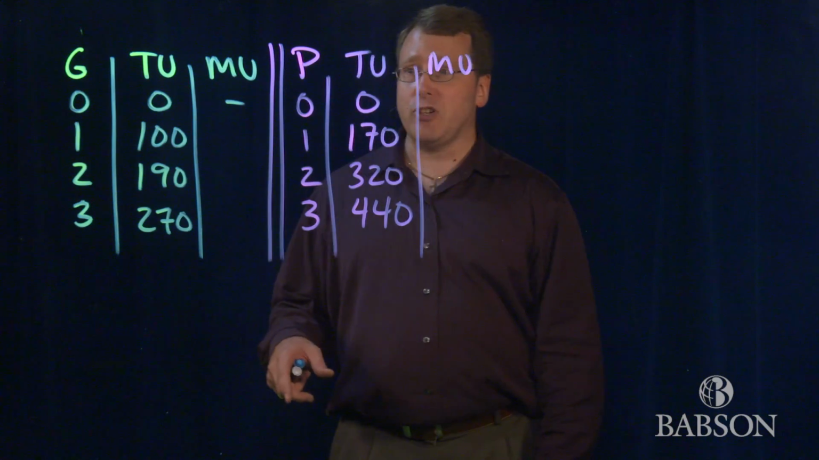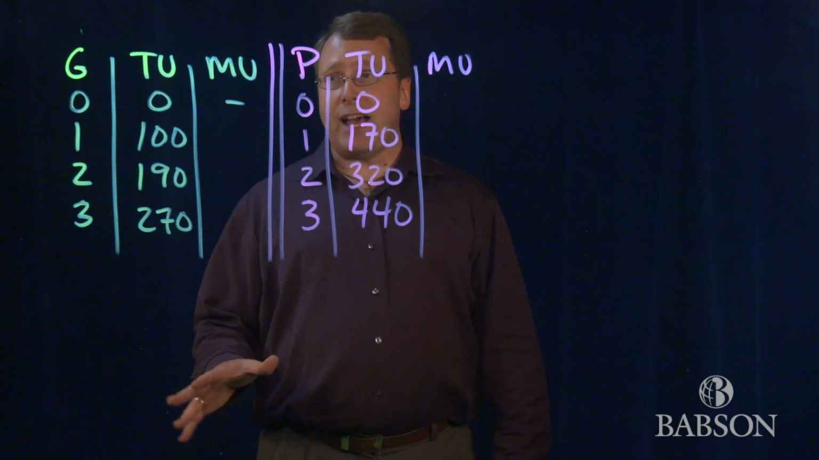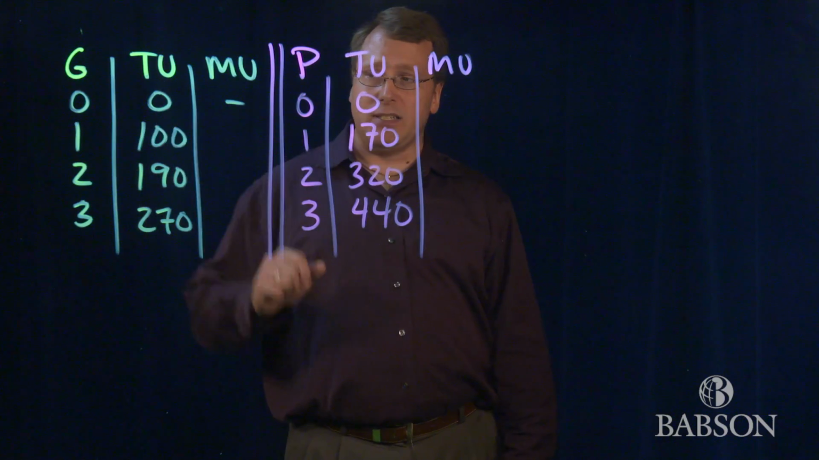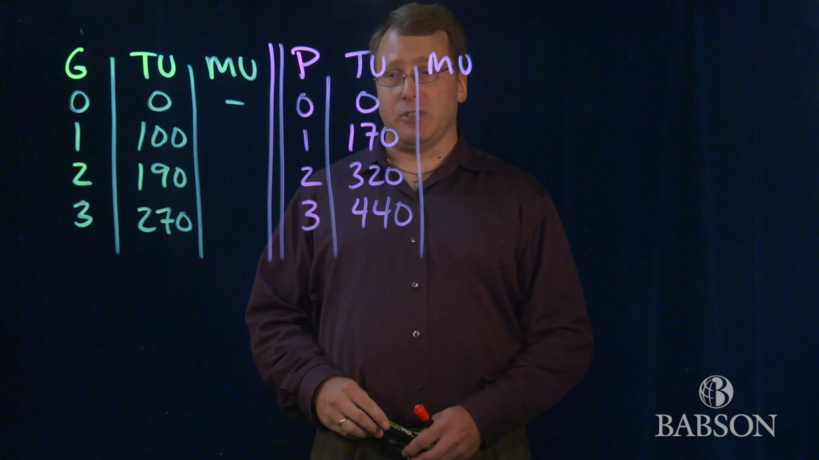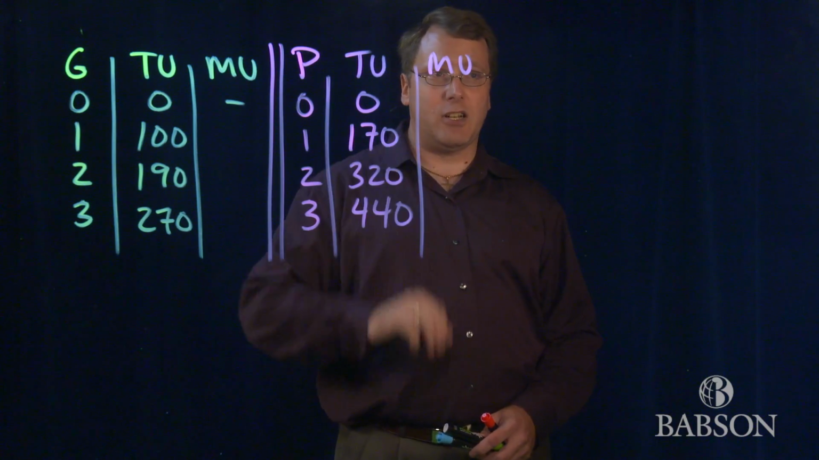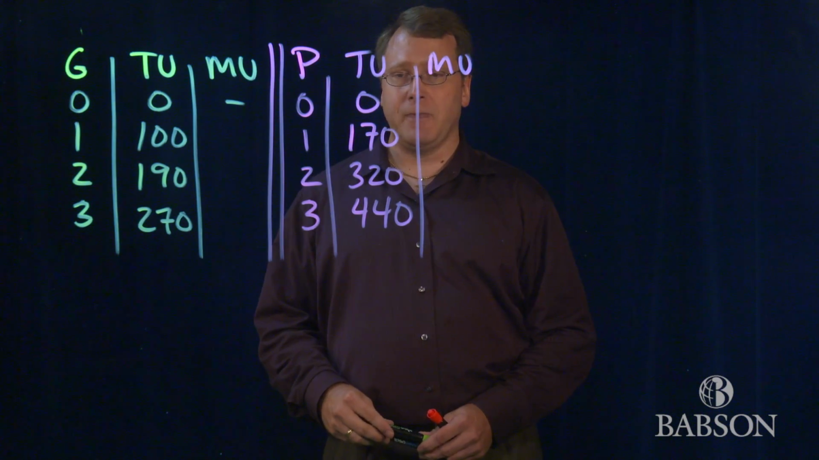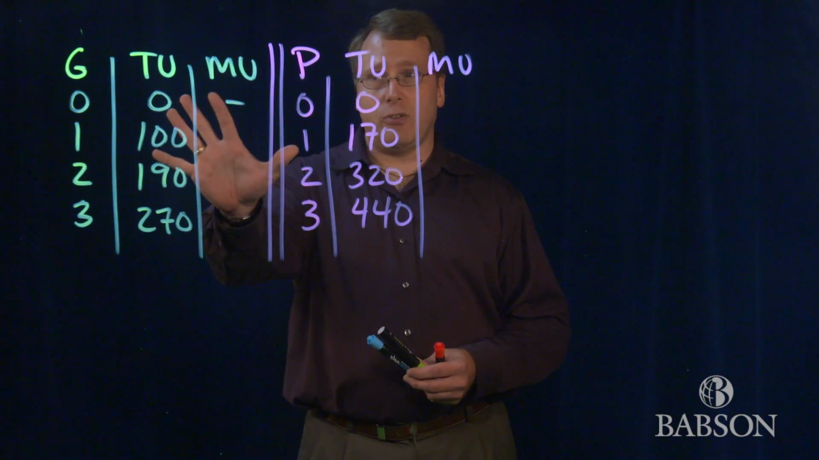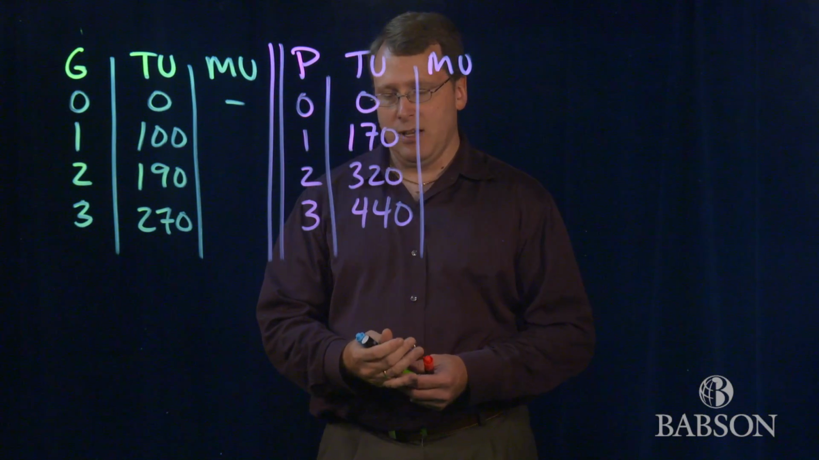And as we look at the chart, what we see is that the total utility from, say, 1 ounce of granola is 100 units of utility. The utility from 1 Pop-Tart is 170 units of utility. Now, as we mentioned before, we really don't want to look at just total utility, we want marginal utility.